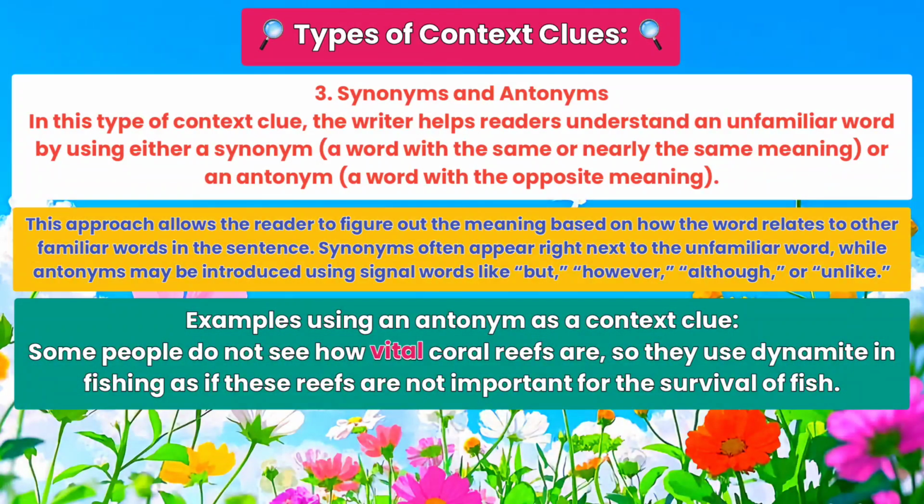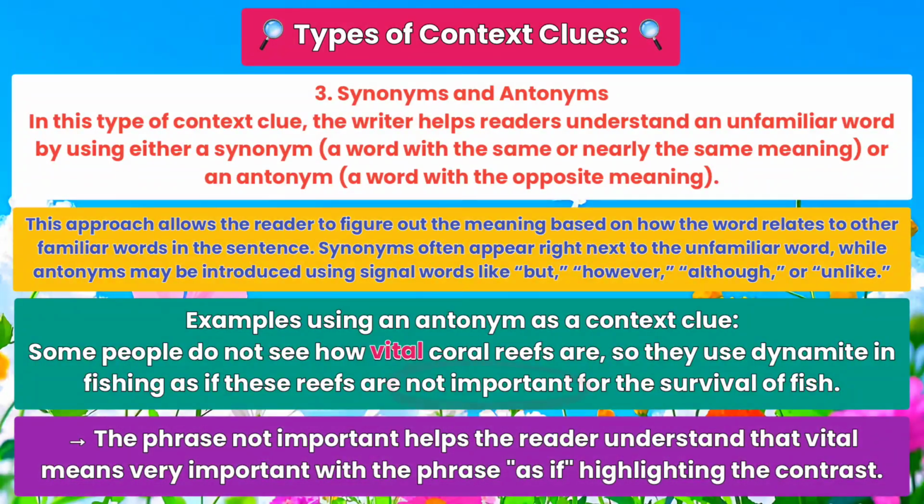Here are the examples using an antonym as a context clue. Some people do not see how vital coral reefs are, so they use dynamite in fishing as if these reefs are not important for the survival of fish. The phrase "not important" helps the reader understand that vital means very important, with the phrase "as if" highlighting the contrast.